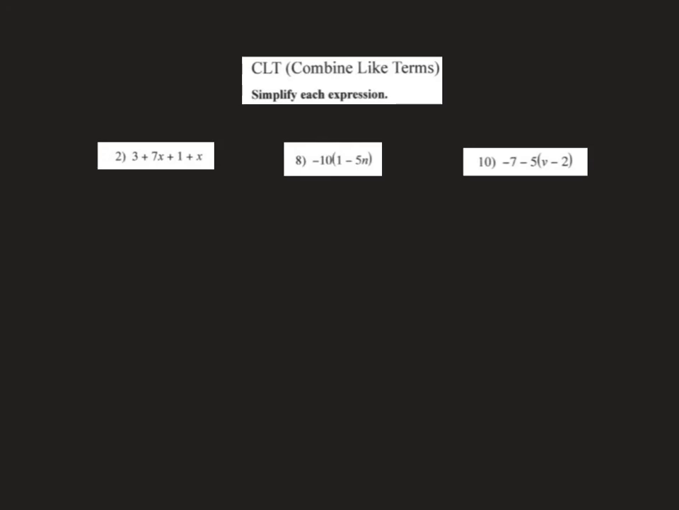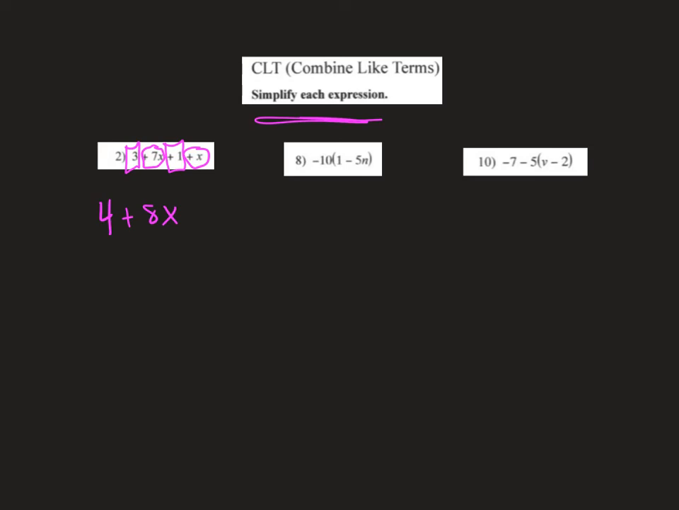Our next section is combining like terms. So we're going to simplify the expression. So sort of bring it down to the simplest expression we can. We're not solving for anything, just putting like terms with like terms. So I see 3 and 1 go together, and they are both positive, so that makes 4. And then I see a positive 7x and a positive x gives me a positive 8x. So 4 plus 8x.